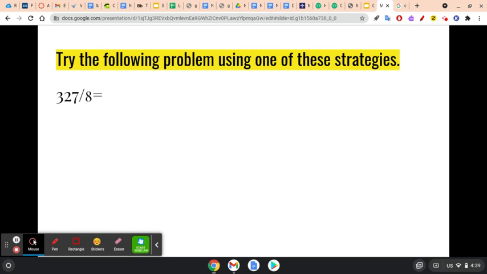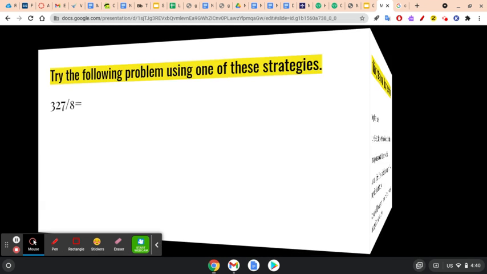Here's a problem that you could try: 327 divided by 8. If you would like to try one of those strategies that I just talked about, feel free to do that and see if you are correct. I would suggest doing exactly what I tell students to do: do it the way you know how to do it, and then use one of the other strategies to practice it and check to see if you're right. If you're comfortable with the standard algorithm, then when you use the other strategy, you'll know if you're spot on.